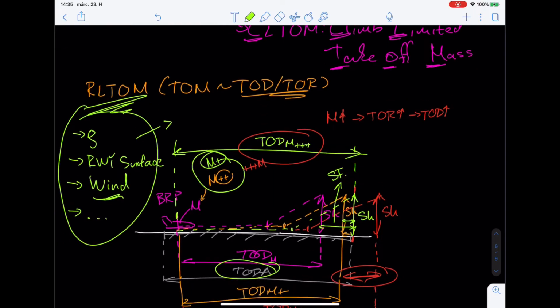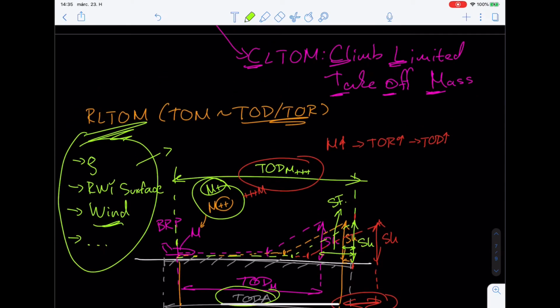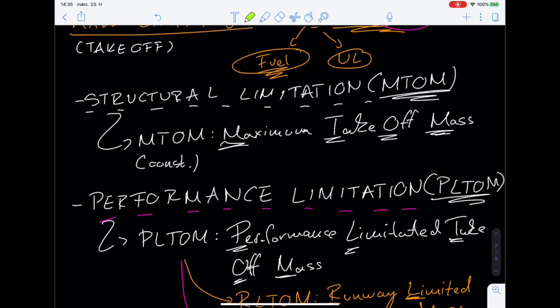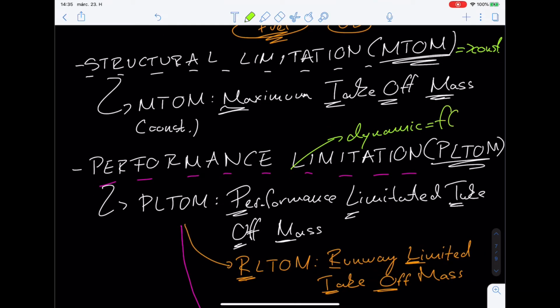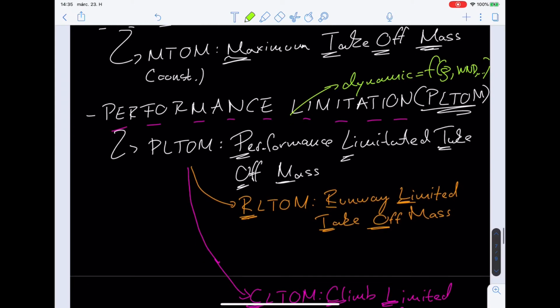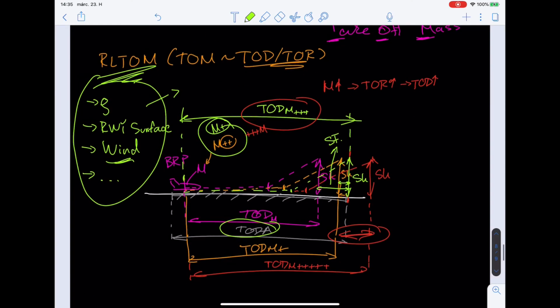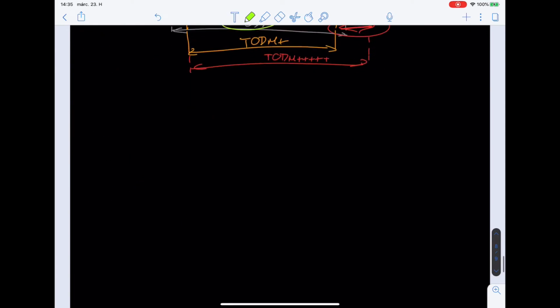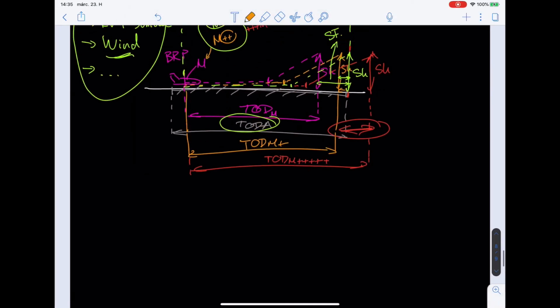We always need to calculate this because it's going to be dynamically changing, because it's dependent on the performance of the aircraft. So this one is a constant and this one is dynamic basically. It's a function of a whole lot of different other functions, right? So this is dynamically changing, both the runway limited takeoff mass, and we'll see the climb limited takeoff mass as well. So this is for the runway limited takeoff mass. Let's look at the climb limited takeoff mass.